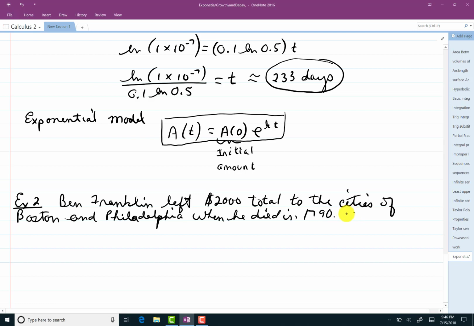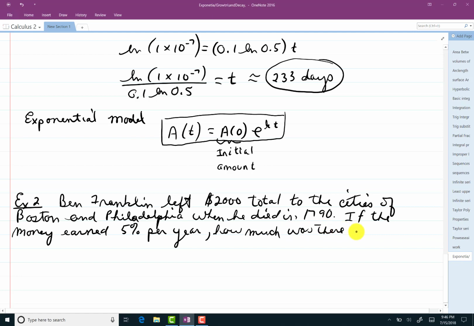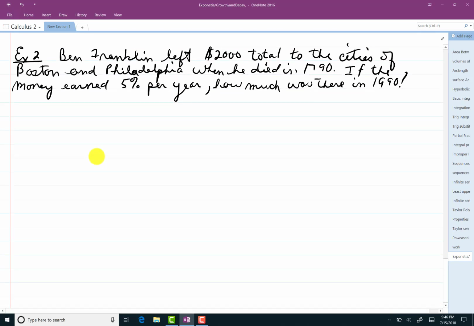So, if the money earned 5% per year, how much was there in 1990? So that's when they were supposed to start giving the money out to young printing apprentices and things of that nature. Well, let's take a look at this 5% here. What does this 5% per year mean?